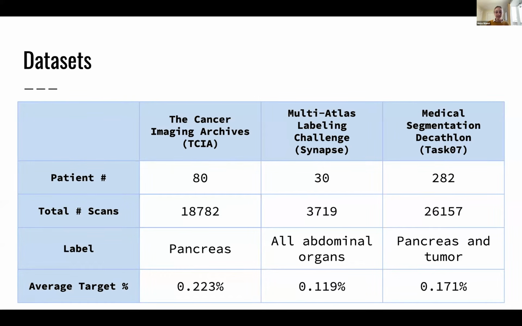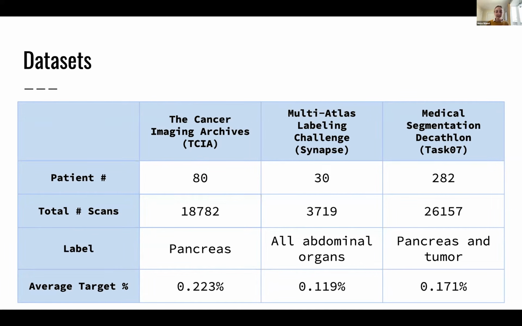And you can see that there is quite a bit of variation between these data sets. So the smallest is the Synapse data set, or the multi-atlas labeling challenge. And this has 30 patients with over 3,000 scans. This is overall a small data set for this use, but I'm sure you can imagine how long it might take to segment a large data set. And in this case, our largest data set is the Medical Segmentation Decathlon, or Task07, with almost 300 patients and over 26,000 total scans.